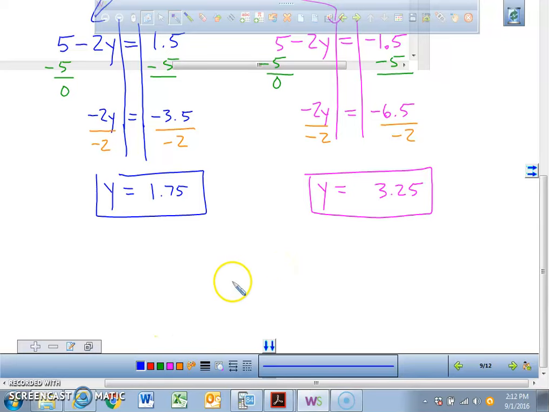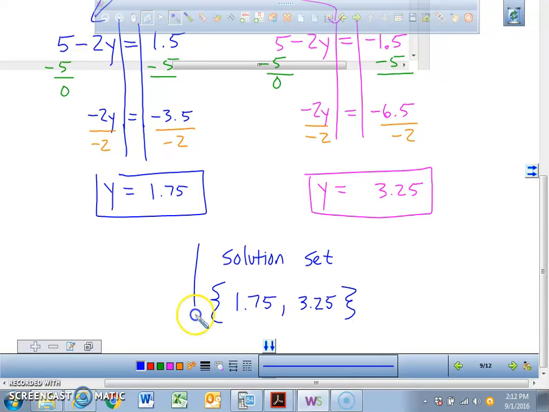Just saying. So we need to write this as what's known as a solution set. All right, so how do we do that? Put the curly bracket like that. Type in a 1.75, comma, 3.25. Close it, and that's your solution set.